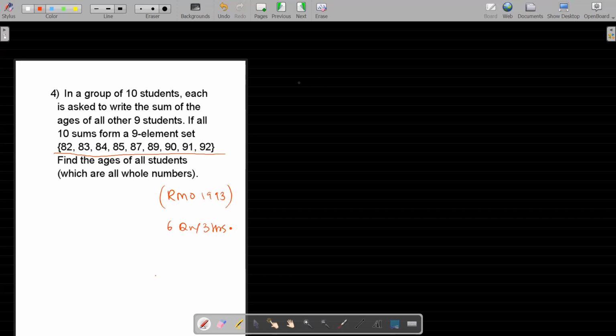Sir, there are only 9 answers. So 10 students will be giving 10 answers, right? But essentially the set contains 9 numbers. Sir, are 2 answers same? Very good. So it means 2 answers are same, right? So very first observation, 2 answers must be same. Which means 2 of them must have same ages, right?